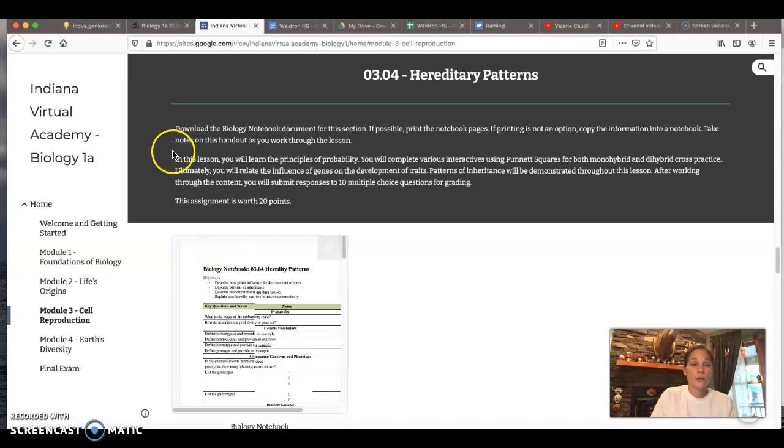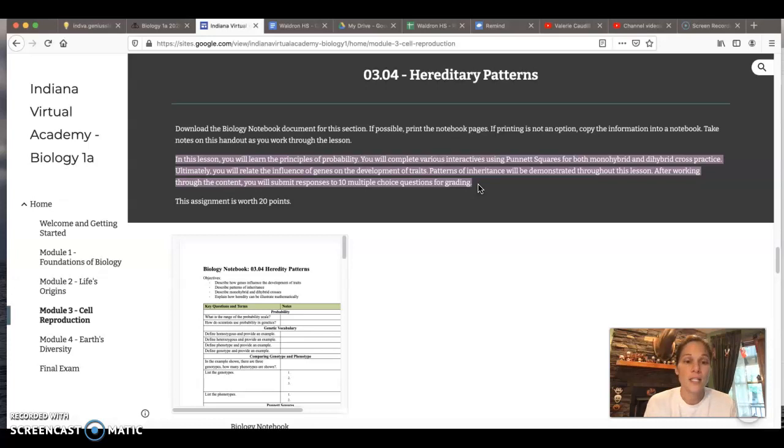Okay, let's give a little introduction to this lesson. In this lesson, you'll learn the principles of probability. You will complete various interactives using Punnett squares for both monohybrid and dihybrid cross practice. Ultimately, you will relate the influence of genes on the development of traits. Patterns of inheritance will be demonstrated throughout this lesson. After working through the content, you will submit responses to 10 multiple choice questions for grading.